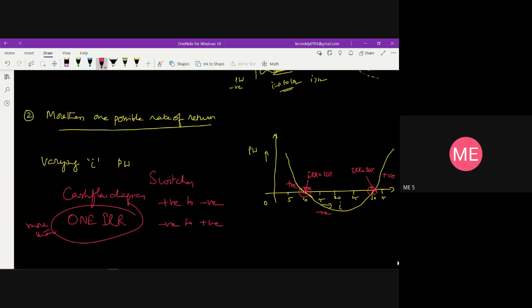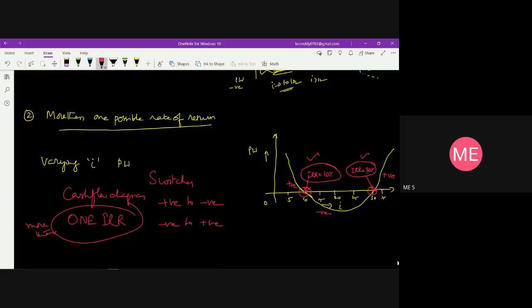So this is also one of the misconceptions: which IRR do I have to take for my calculations? IRR is to be 10% or IRR is to be 30%? So in these situations also we are going to find out. This is one of the misconceptions of the internal rate of return.